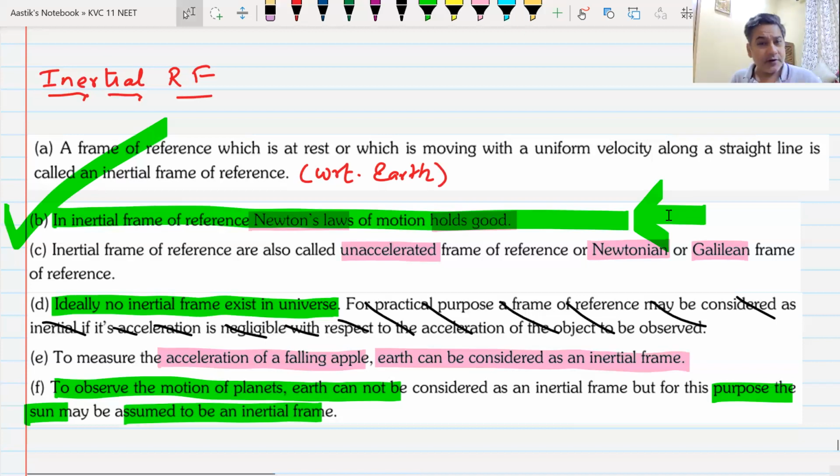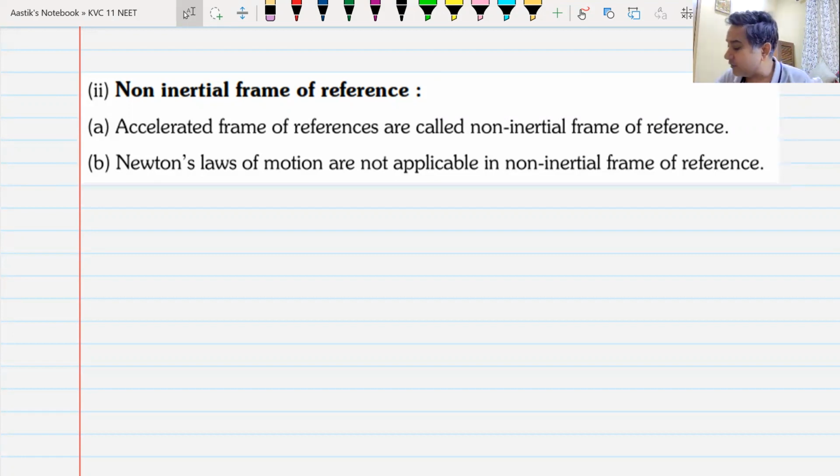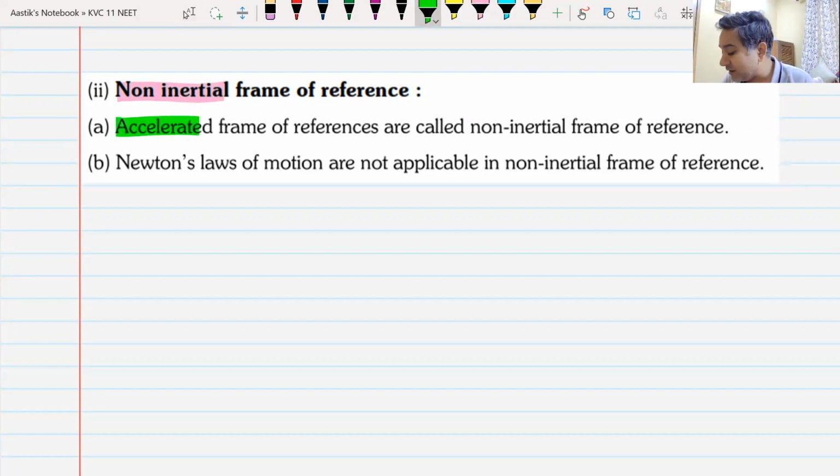Then, if one type of reference frame is known as inertial reference frame, the other type of reference frame will be known as non-inertial reference frame. The second type of reference frame is known as non-inertial reference frame. And how will I define non-inertial reference frame? One word you have to use: accelerated frame. If any frame is accelerated with respect to Earth, say I'm in a bus and the bus is accelerating, that becomes a non-inertial reference frame.